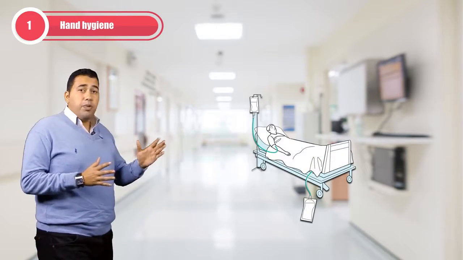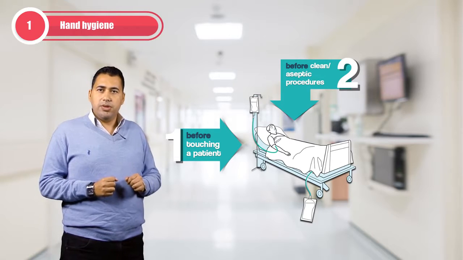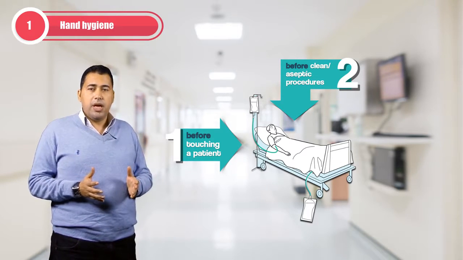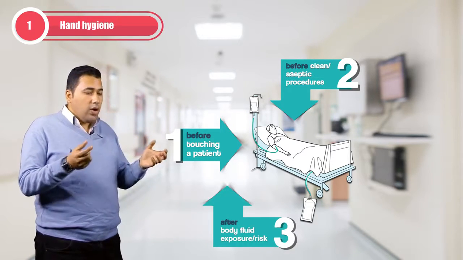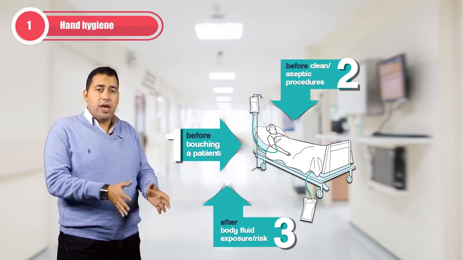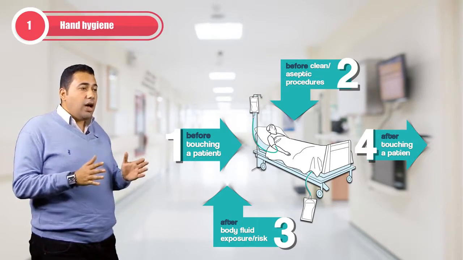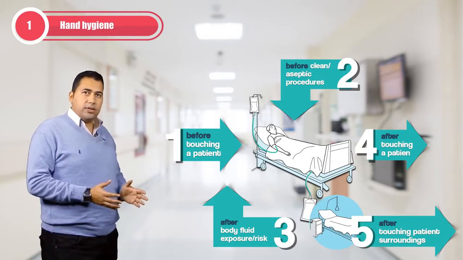So, when should we do hand hygiene? Hand hygiene is very simple but very critical. It should be done in every situation in contact with the patient. It should be done before touching the patient, before the beginning of aseptic procedures such as central line insertion, after and before entering or leaving the patient's environment, after examining the patient and leaving the patient, and after touching the patient's surroundings.